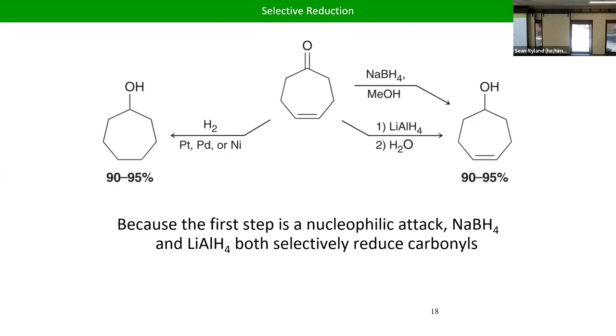It also gives us some control over what happens if we have multiple functional groups. So for instance, if we used hydrogen gas and platinum on this molecule to hydrogenate it to reduce the carbonyl, we're going to wind up reducing everything. We're going to wind up with that hydrogenation happening to the alkene and to the carbonyl. Plus, we have to do it at super high pressures and temperatures.